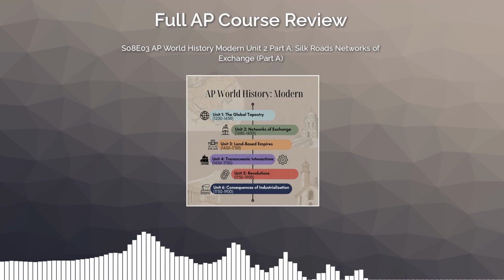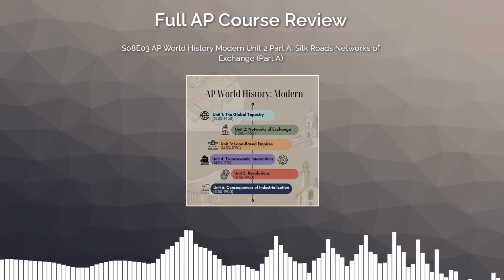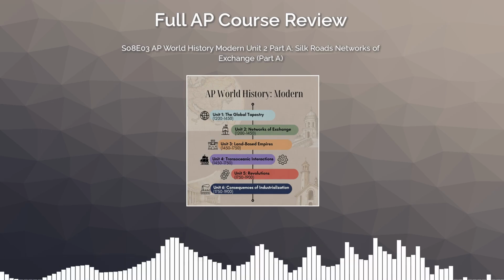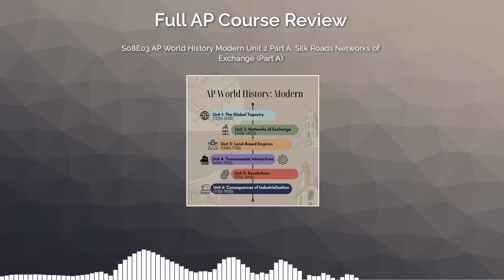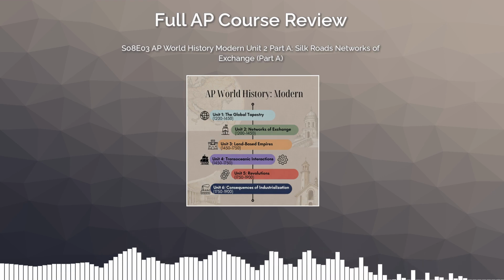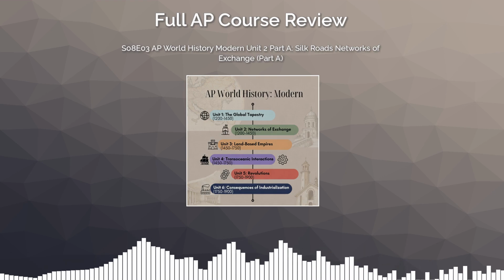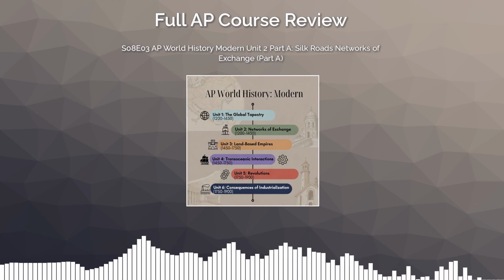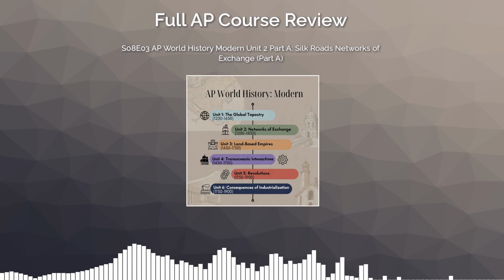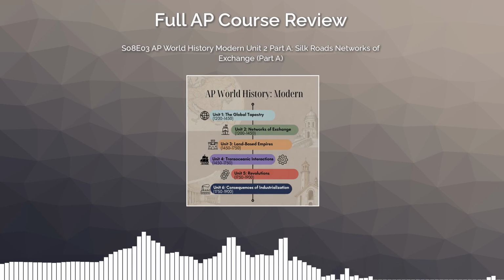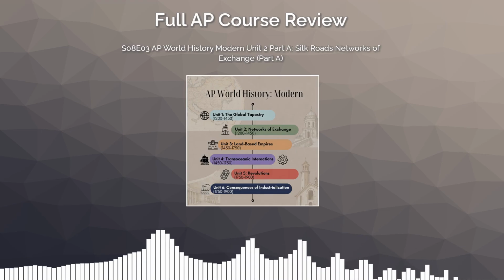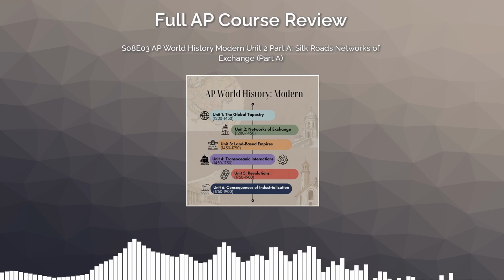Key players and port cities. Now, let's populate this highway with people. College Board expects you to know the major participants and their roles. Arab and Persian merchants, often called dhow traders, dominated much of the early network. Indian merchants, particularly from Gujarat on India's northwest coast, were among the most active commercial players across the whole system.